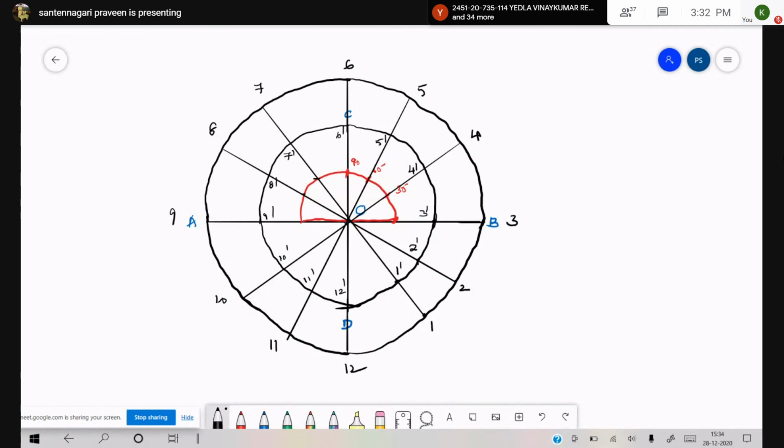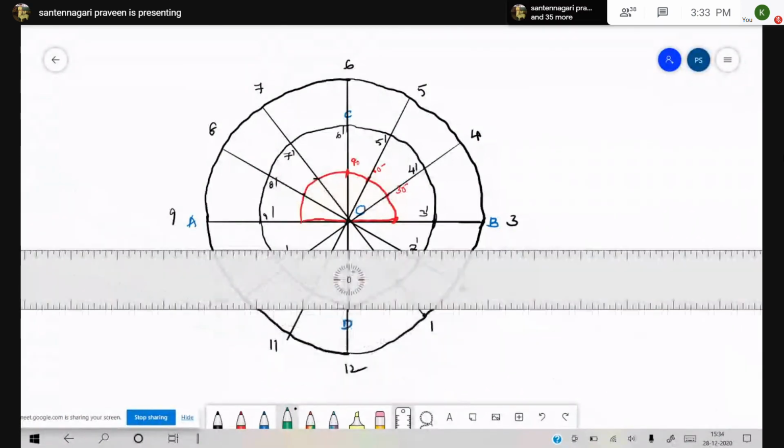Now, are we done here? Any confusion up to this part? Hello? Is it clear? Say clear so that I'll proceed. Yes, sir.